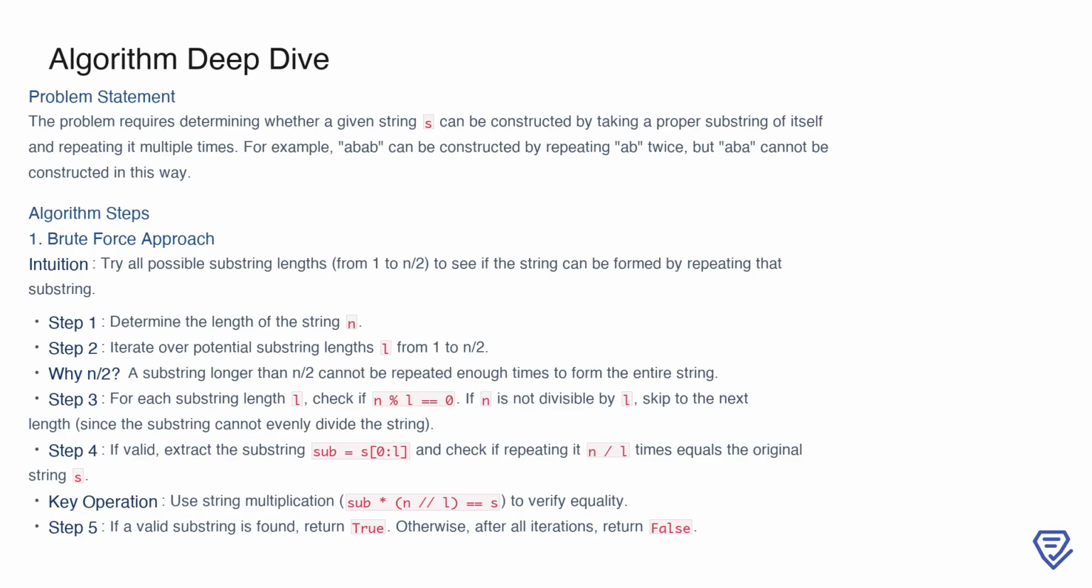For each potential length, we first check if the length of the string is divisible by the substring length. If not, it cannot evenly divide the string, and we skip it. If it is divisible, we extract the substring and then repeat it enough times to match the original string length. This can be achieved through string multiplication. If the repeated version matches the input string, we return true, as we have found a valid repeated pattern. If no valid substring is found after testing all possible lengths, we return false. This approach systematically checks all possibilities, but as we'll see, it can be optimized further.